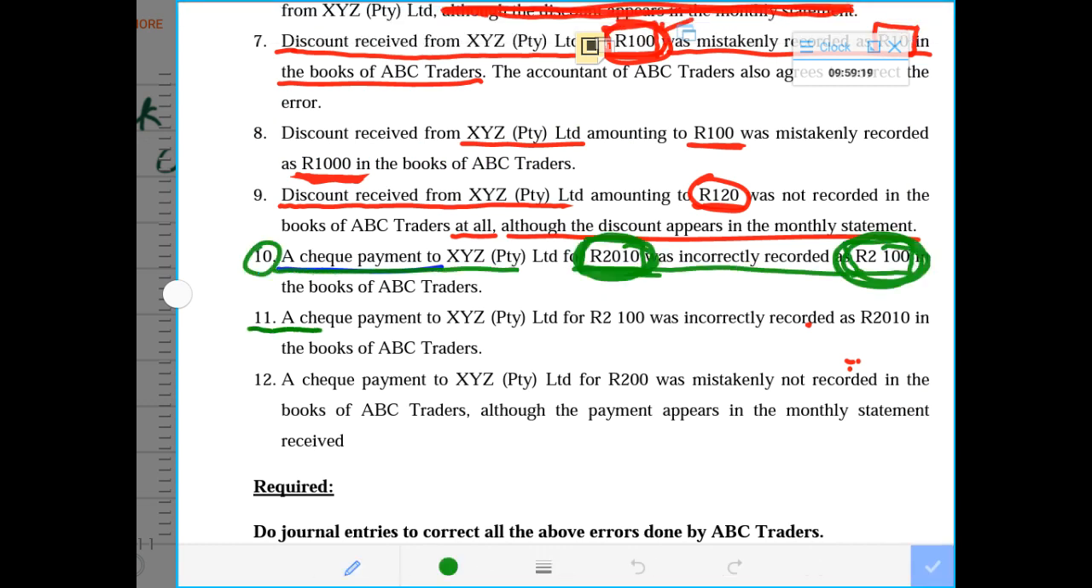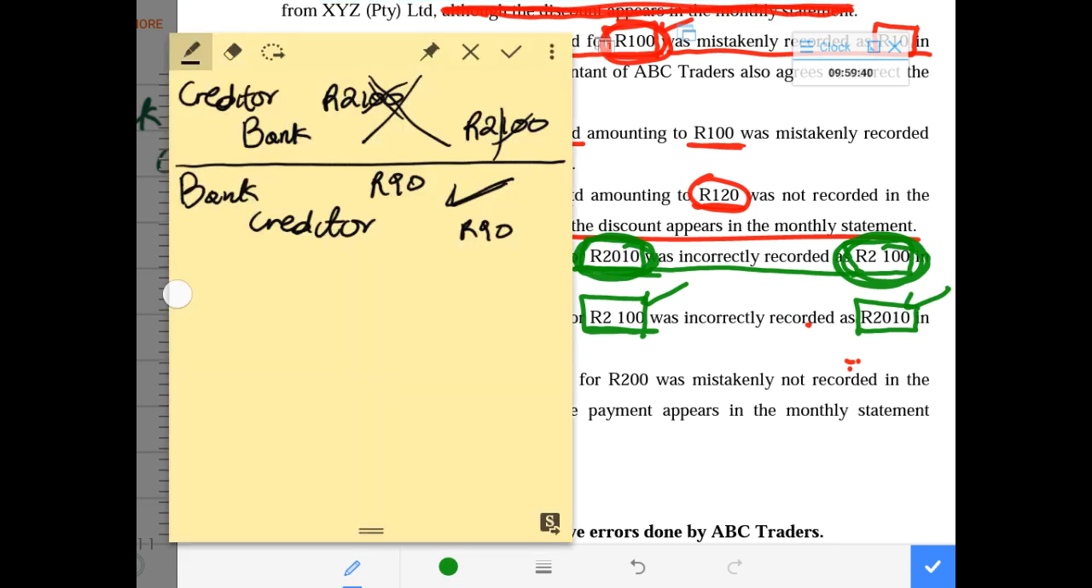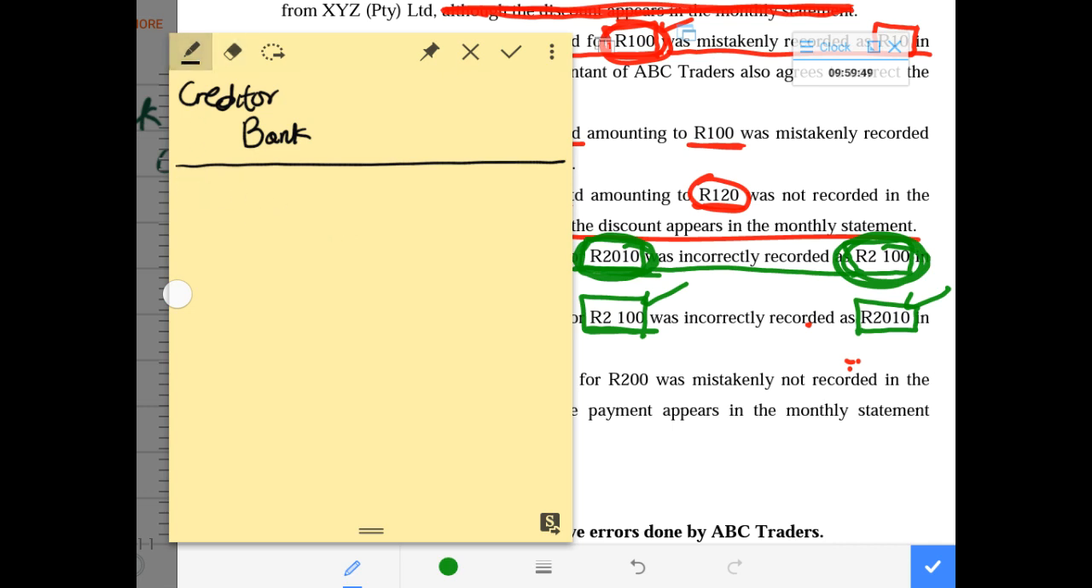Then number 11 says now that a check payment to XYZ Pty Ltd for how much? 2,100. So now this is the correct amount that we were paying, was incorrectly recorded as 2,010. So now we recorded the smaller amount. Then how did we record? Let us first record what was recorded. We first recorded the smaller amount by saying debit creditor 2,010, and we said credit 2,010 our bank. So this is what was done.